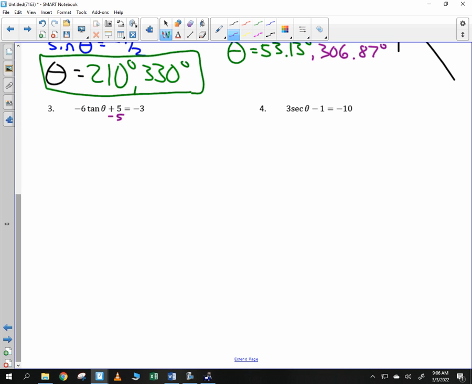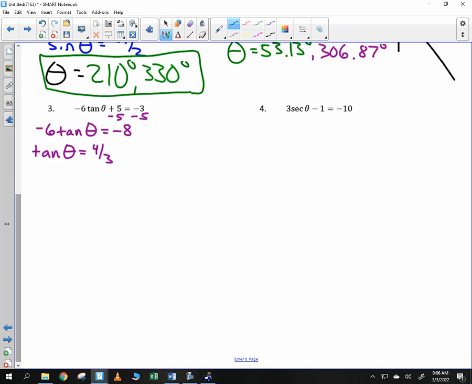Subtract 5. So I have negative 6 times the tangent of theta is equal to negative 8. Divide by negative 6, so tangent of theta is equal to 8 over 6, or 4/3. So on the test, everybody can get that far, right? So out of 3 points, I give you 1 point right now. Okay, got 1 point. Let's try to get some more points.